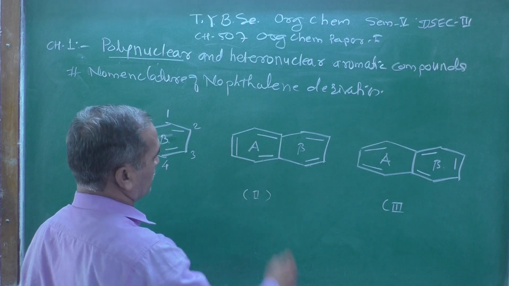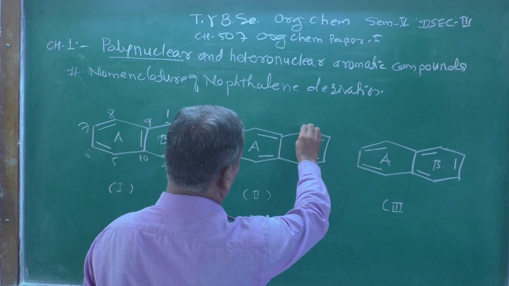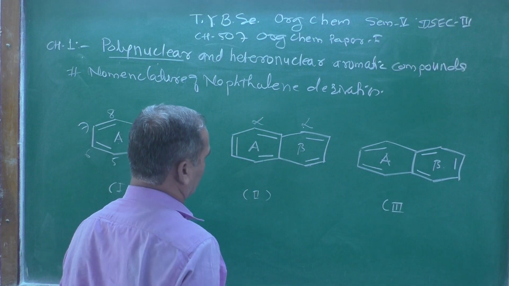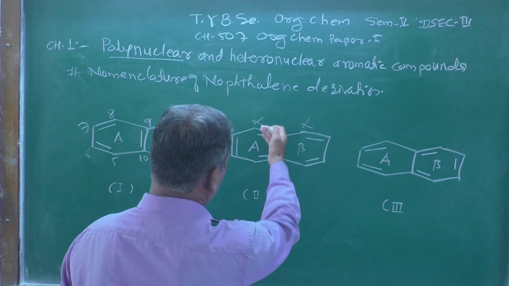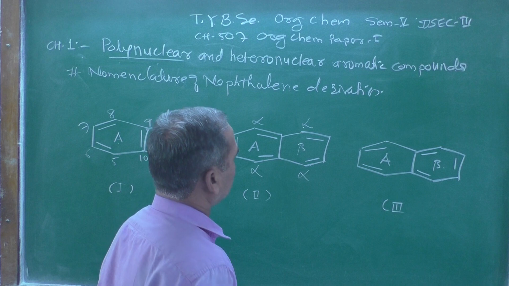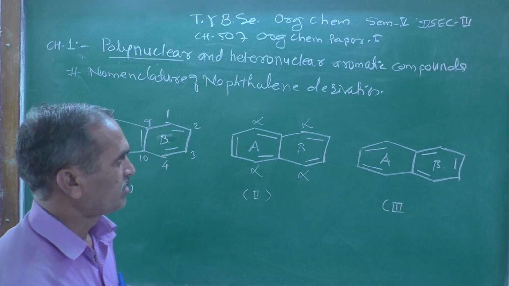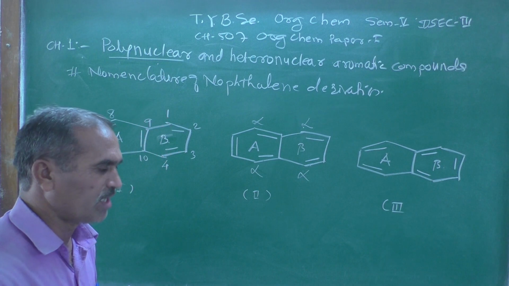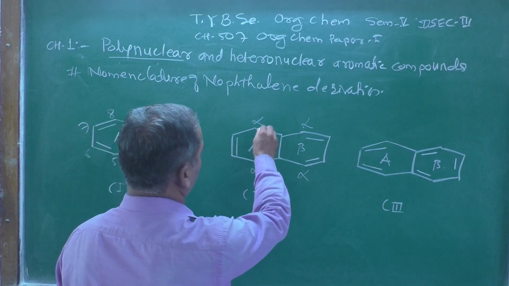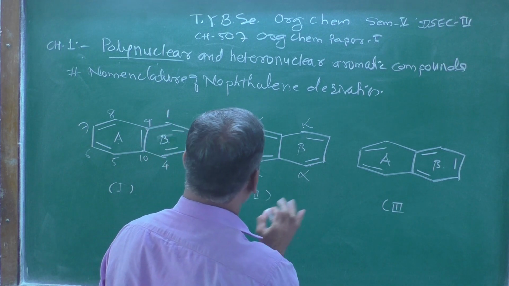Now, if you observe the second structure, there are two sides. This side is termed alpha. On the left-hand side, this is also identical. If you look exactly para to that alpha, it is also alpha. This is also alpha. This is a symmetrical molecule, and therefore there are two non-equivalent positions present in naphthalene. So one I have shown here with the letter alpha.